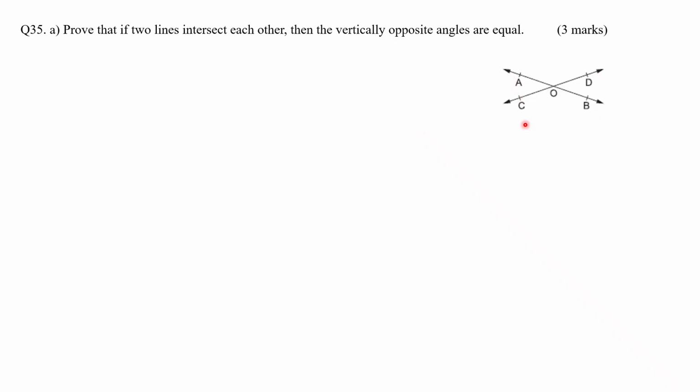So AB and CD are my two lines which are intersecting at point O. This is given. Now I have to prove that angle AOC is equal to angle BOD. See, these two are vertically opposite angles. This is one pair and this is another pair. We have to show that vertically opposite angles are equal.